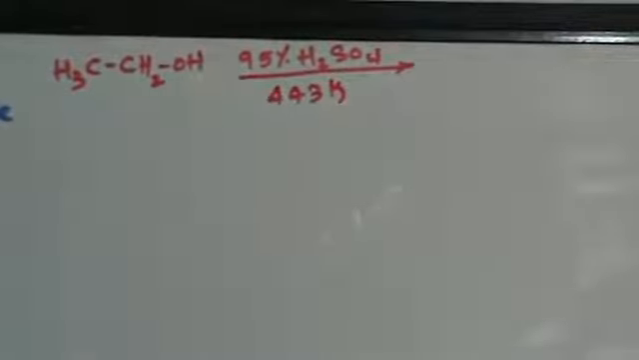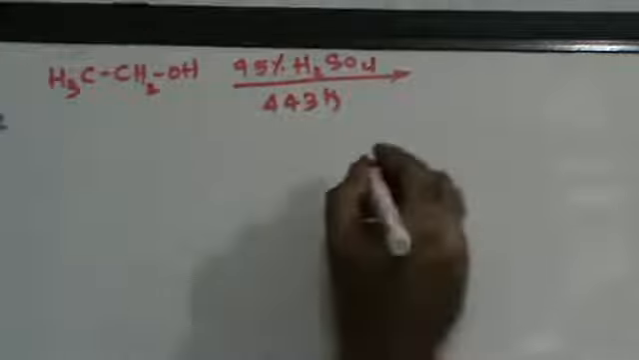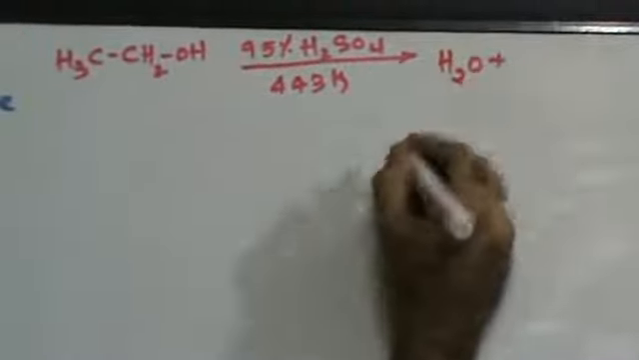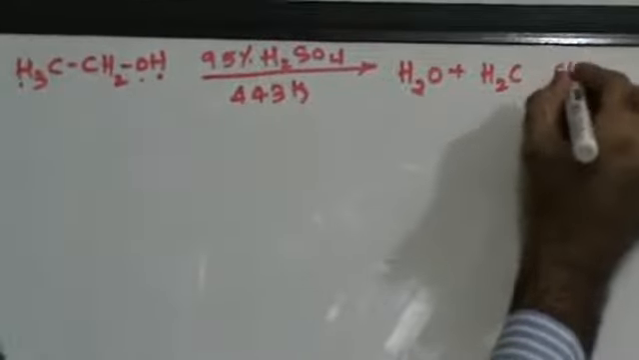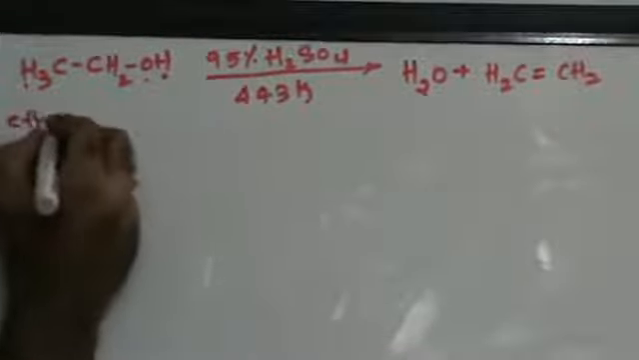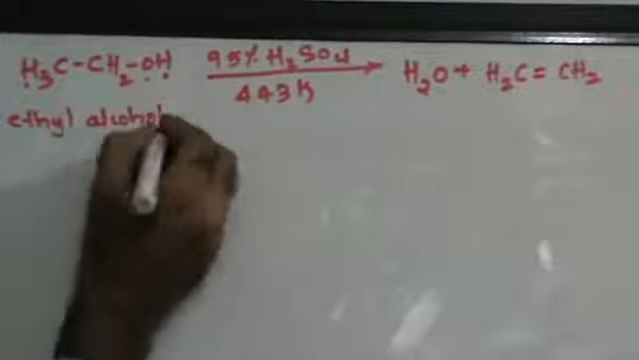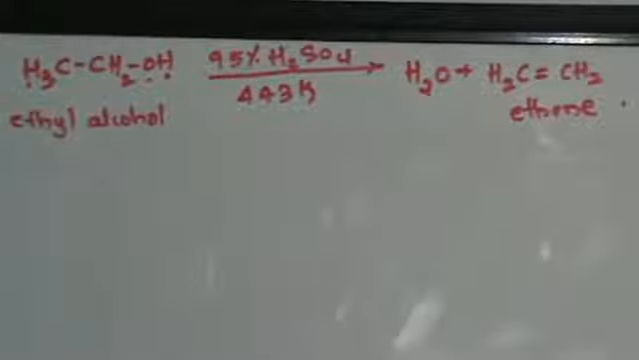Instead of 95% sulfuric acid, you could have also used aluminium oxide as the catalyst, but in that case the temperature would have been 623 Kelvin. Now dehydration would take place, that means it would lose a water molecule. H2O comes out, that means one H comes out from here, one H comes out from here and the O is out. That will leave you with H2C, CH2. To balance this, this has to be a double bond. So here you have ethyl alcohol getting converted into ethene. That's how your ethyl alcohol gets converted into ethene.